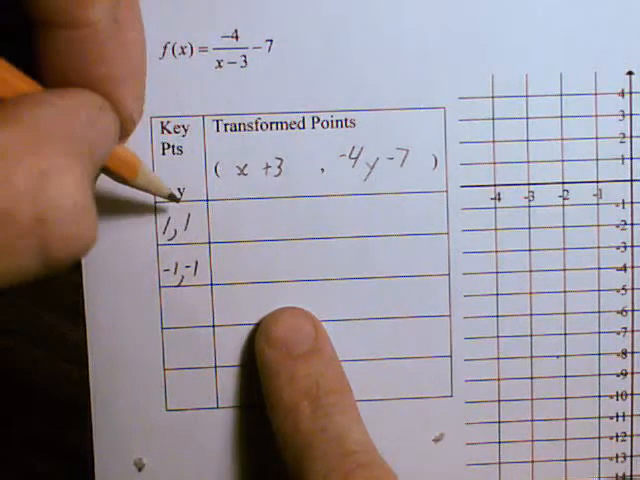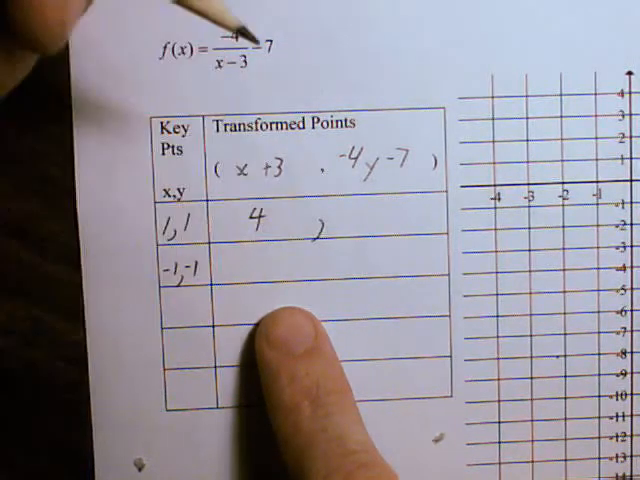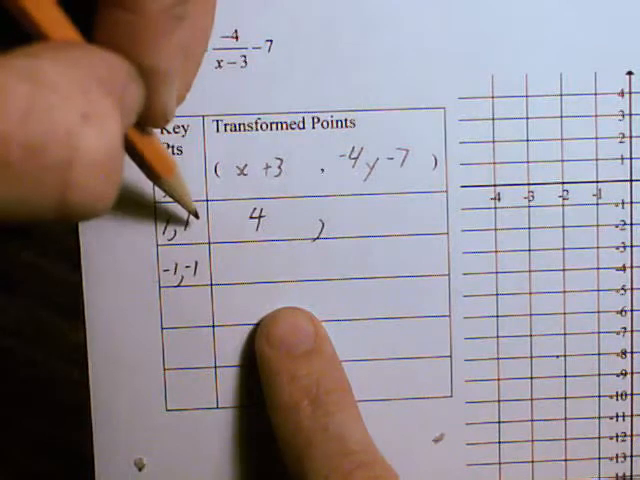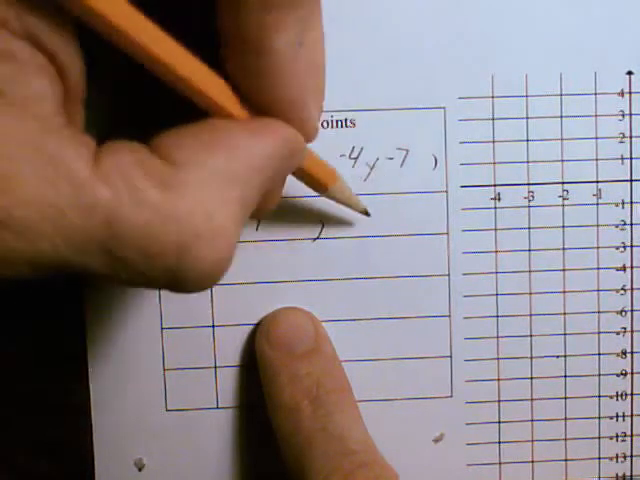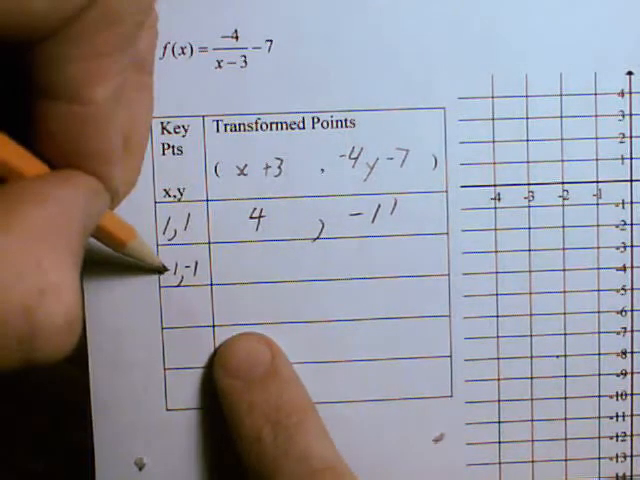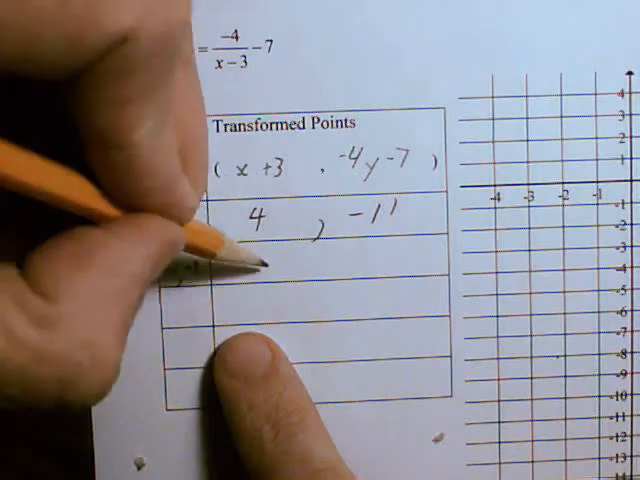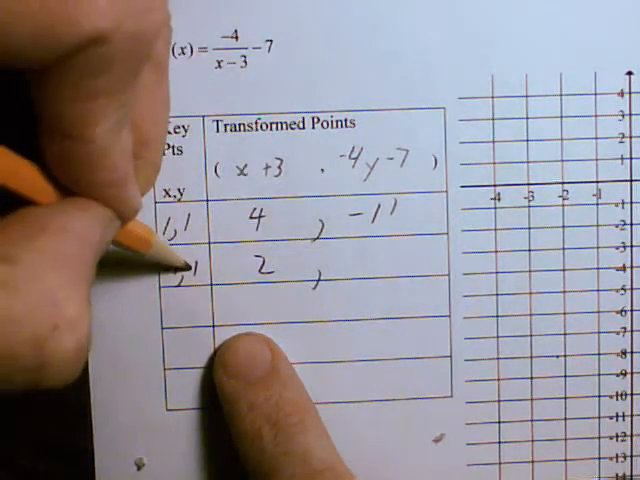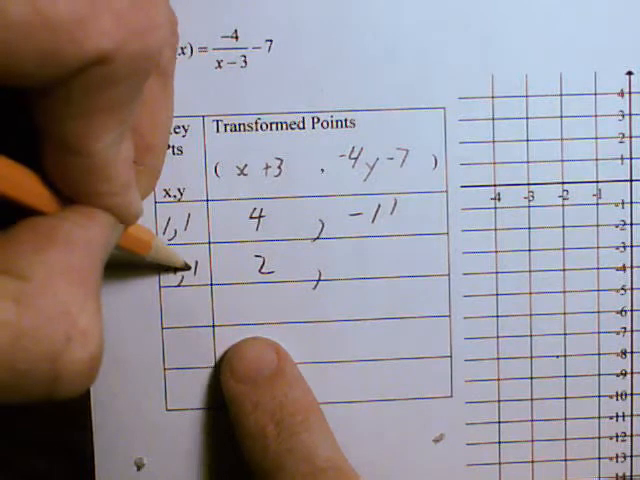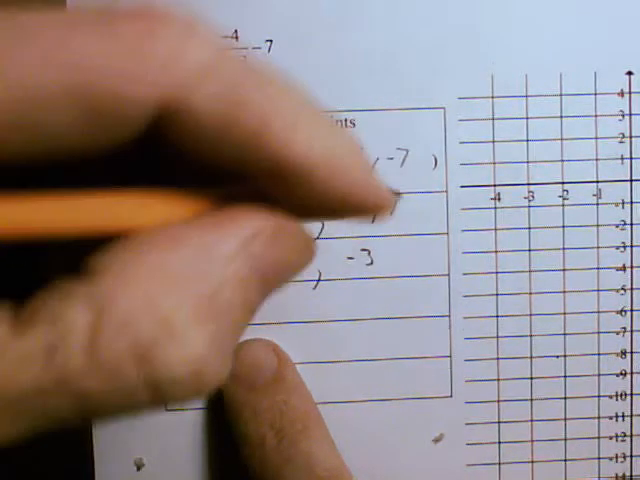Now I plug in my points. 1 plus 3 is 4. Negative 4 times 1 is negative 4. Minus 7 is negative 11. Negative 1 plus 3 is 2. And negative 4 times negative 1 is 4. 4 minus 7 is negative 3.